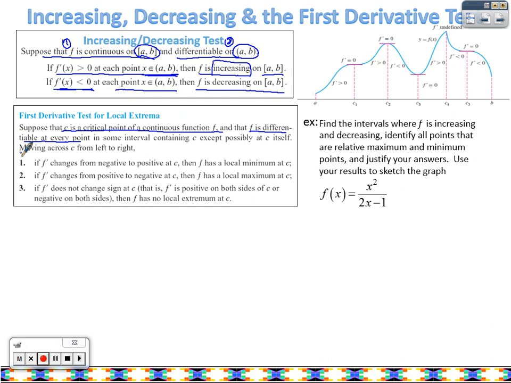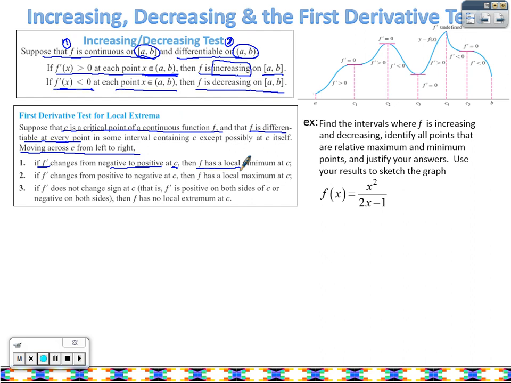This direction is important. Moving from left to right is how we have to read these graphs. If the first derivative changes from negative to positive at that critical number, then f has a local minimum.